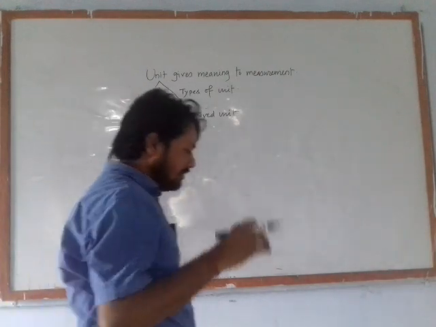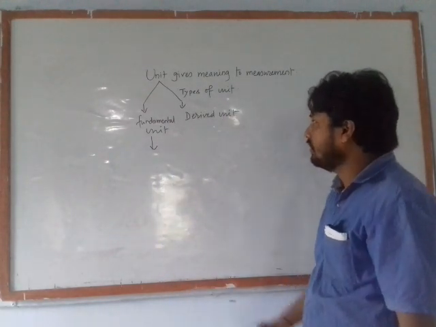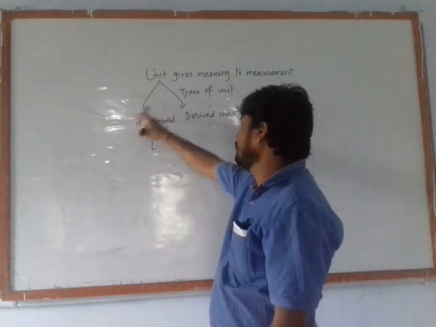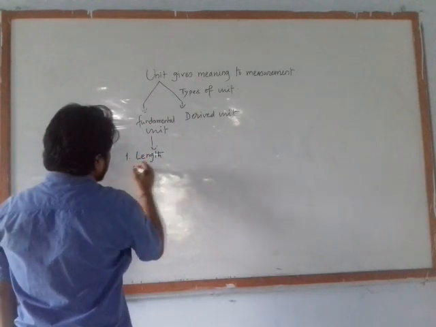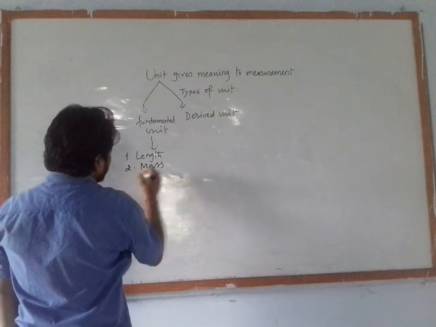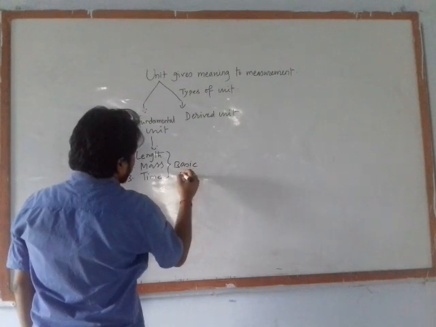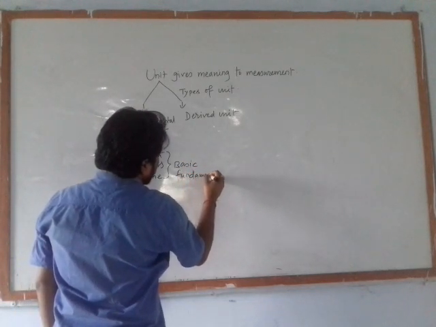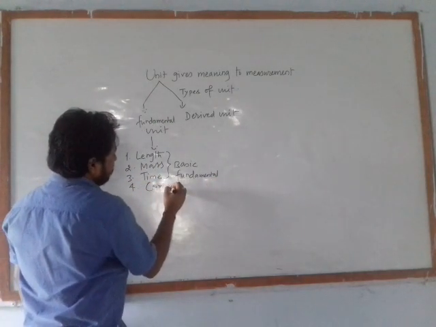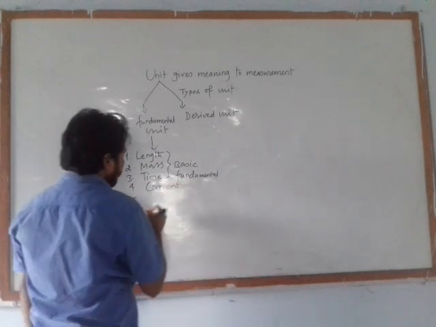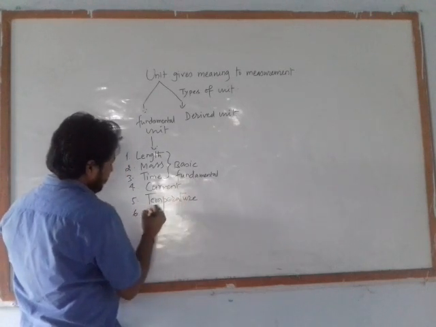Fundamental units are some basic units, specified as 7 fundamental units, and these values are fixed. The 7 fundamental units are: length, mass, time. These are called basic fundamental units. The fourth is current. Fifth is temperature. Sixth is amount of substance.